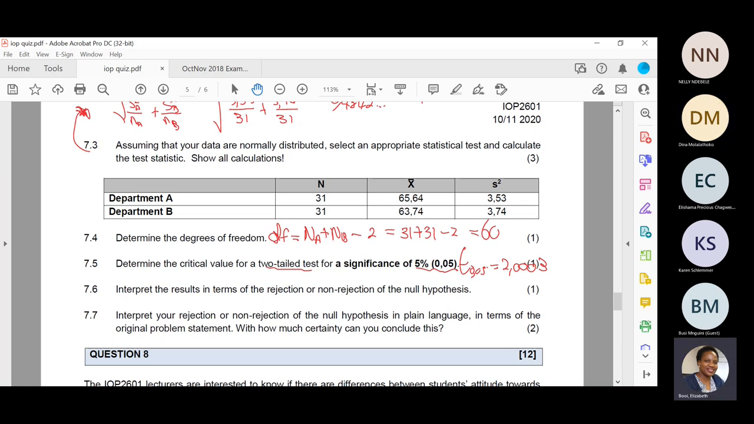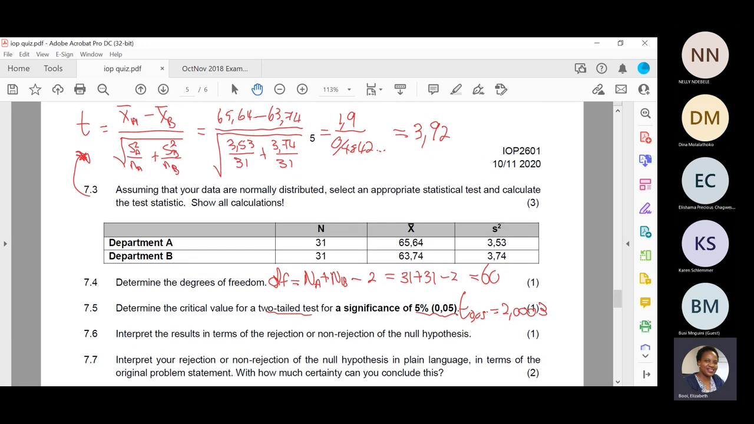So we know the critical value. We have the test statistic. Interpret your results. So it's a two-tailed test. I like to draw it like this. And because it's a two-tailed test, shade this side and also shade this side. And call this minus 2.0003 and this side 2.0003.